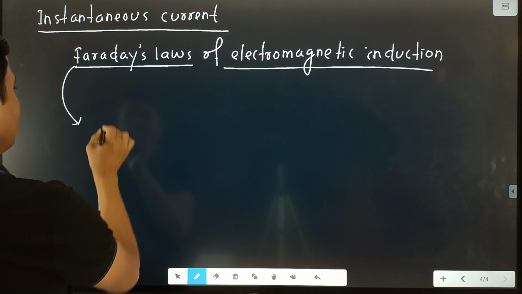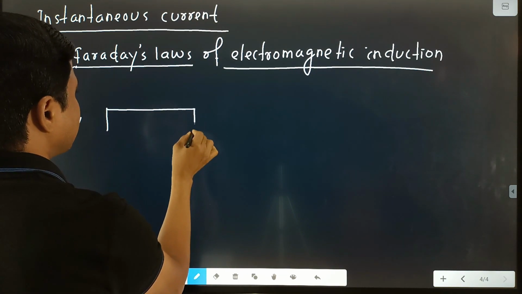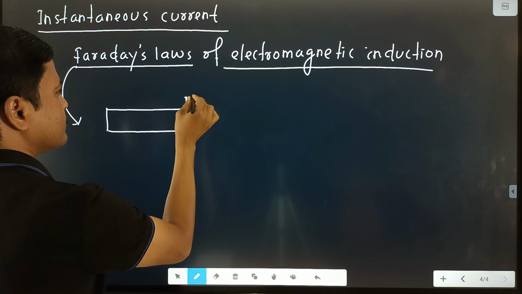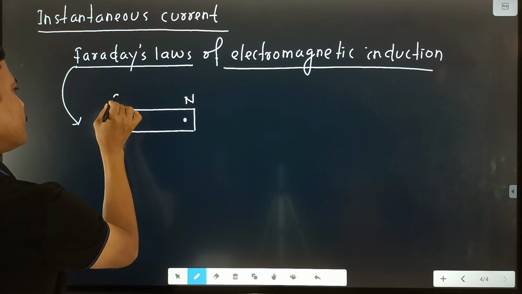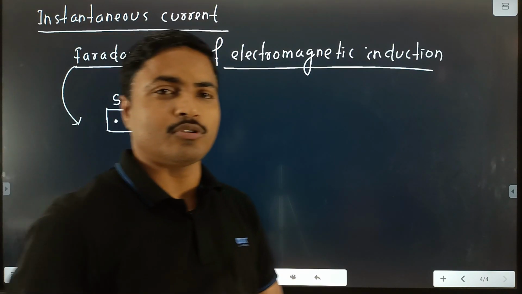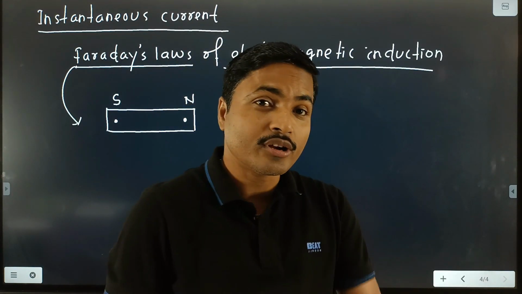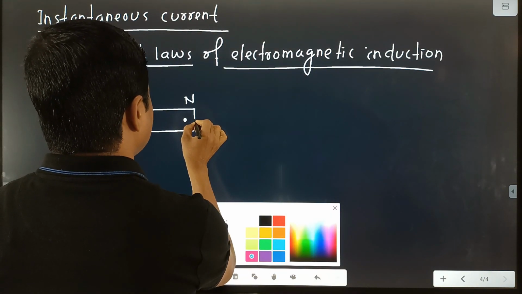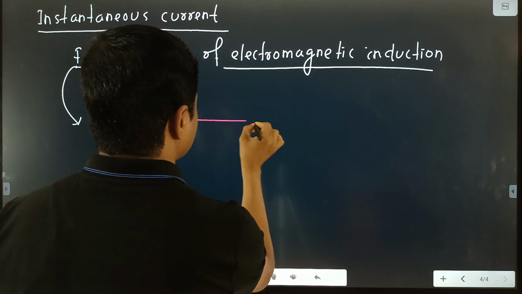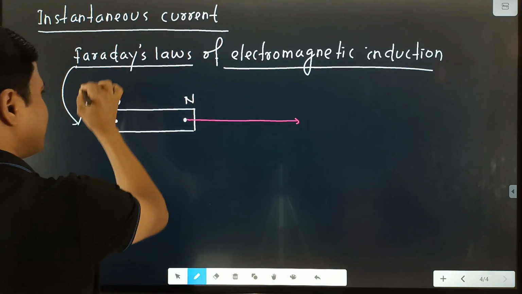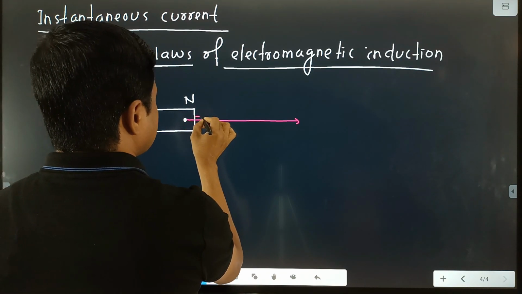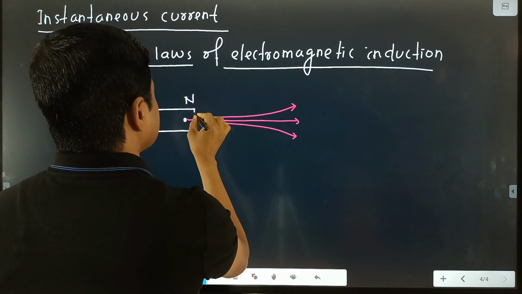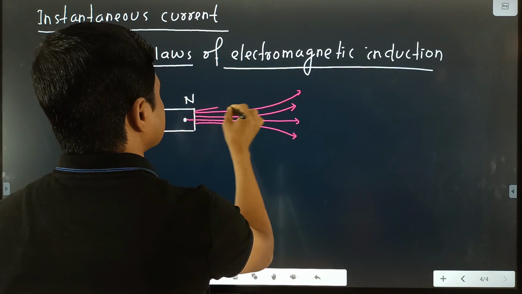Suppose we take a bar magnet. This is the bar magnet. This is one pole of the bar magnet; suppose that is the north pole. This is another pole of the bar magnet; suppose that is the south pole. And you know, in air or in vacuum, magnetic lines of force always start from the north pole and end at the south pole. And these are the magnetic lines of force.